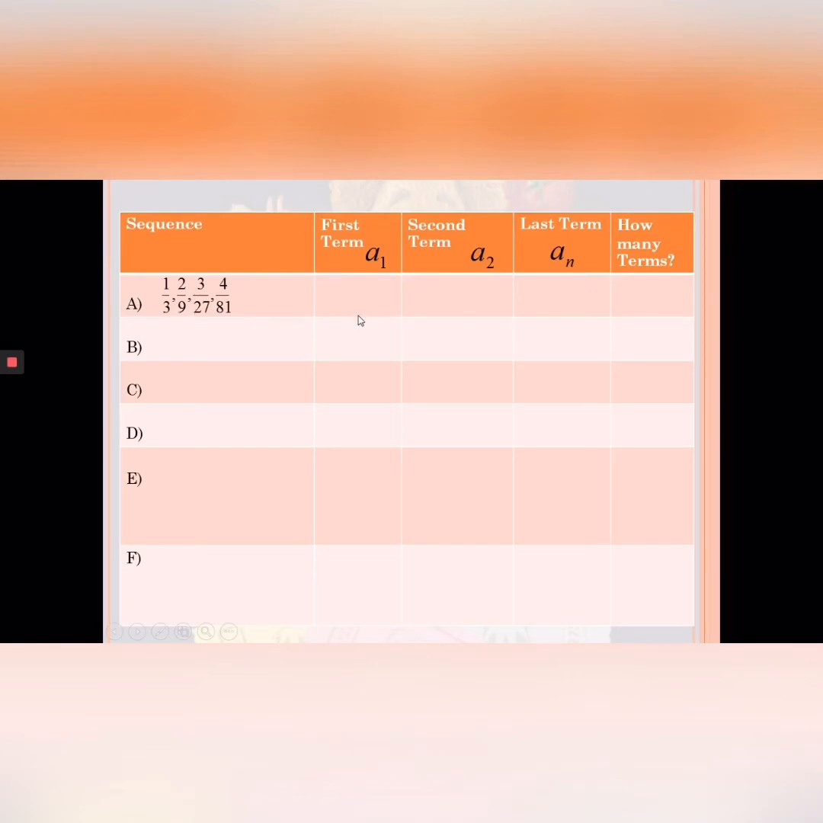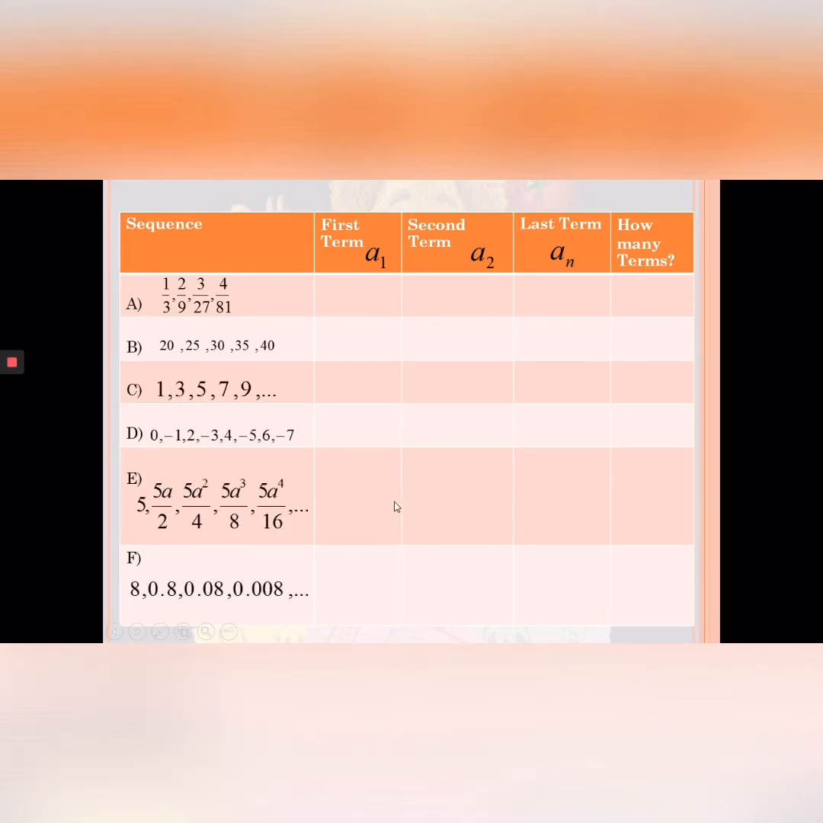Okay, so in the first row, for column first term a1, that will be 1. Oh, sorry, let's click all the examples first. I'm sorry about that. Okay, a1 would be 1 over 3, a2, that will be 2 over 9, and the last term will be 4 over 81. So how many terms do we have in the first example? So let's count them: 1, 2, 3, 4. So we have 4 terms. So this is considered as the value of n. n is equal to 4, because we have 4 terms.